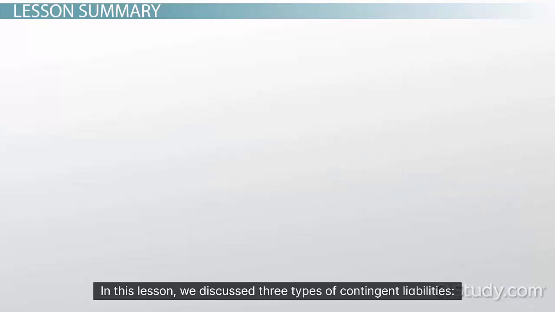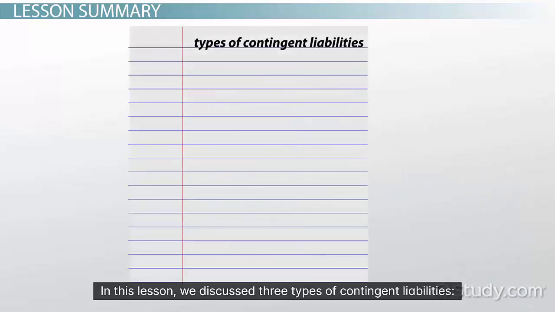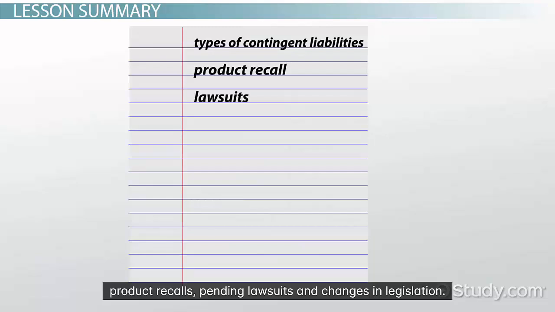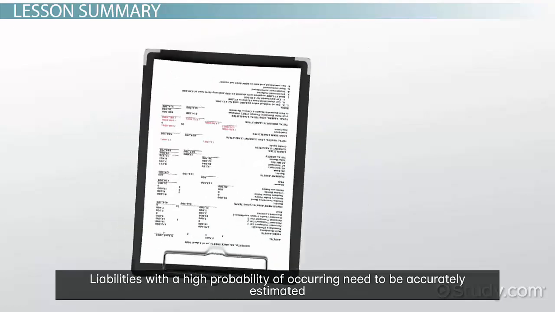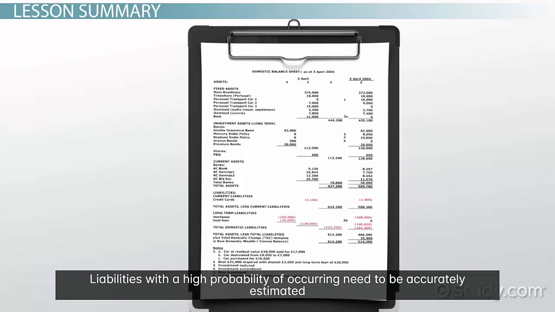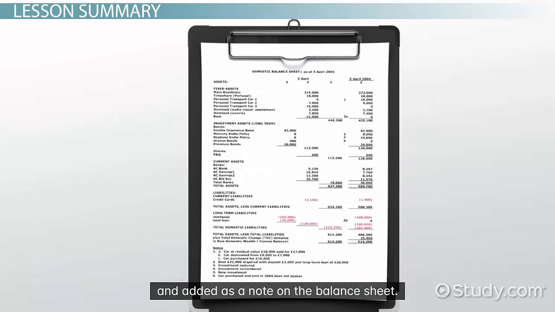In this lesson, we discussed 3 types of contingent liabilities: product recalls, pending lawsuits, and changes in legislation. Liabilities with a high probability of occurring need to be accurately estimated and added as a note on the balance sheet.